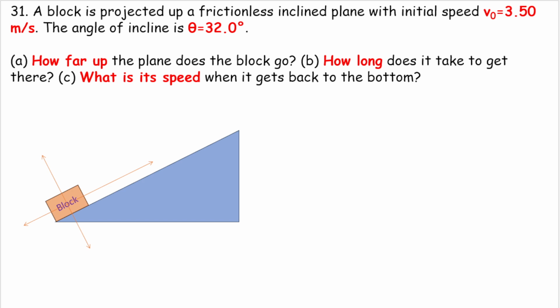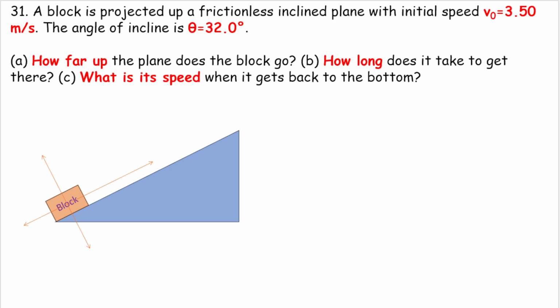So the question is: a block is projected up a frictionless inclined plane with initial speed v0 equal to 3.50 meters per second. The angle of the incline is theta equal to 32 degrees. How far up the plane does the block go? How long does it take to get there? And what is its speed when it gets back to the bottom?